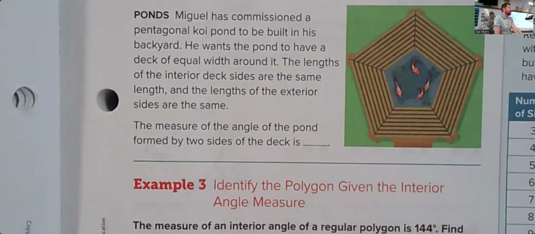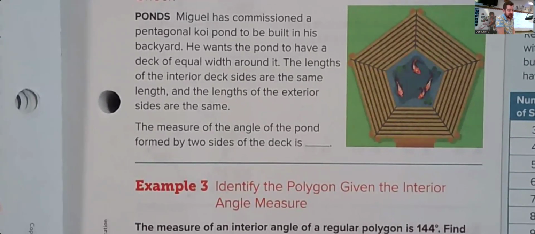Building a koi pond. A koi is a fish. To be built in his backyard. He wants the pond to have a deck of equal width around it. That he wants all the sides the same. The lengths of the interior deck sides are the same length, and the lengths of the exterior sides are the same as well. The measure of the angle of the pond formed by 2 sides of the deck is what?